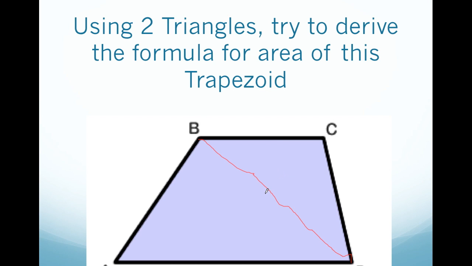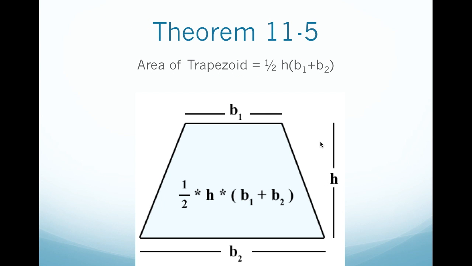Therefore we know the area of the whole thing, using the area addition postulate, would be the area of this one plus the area of this one. We can factor out the 1/2 and the h they have in common. If I factor out that 1/2 and h, I'm left with b1 plus b2, which gives me that the area of a trapezoid equals 1/2 h times the quantity b1 plus b2. If you want further explanation, you can look at page 435. Essentially, here is our theorem, 11.5, which is just the area of a trapezoid formula.